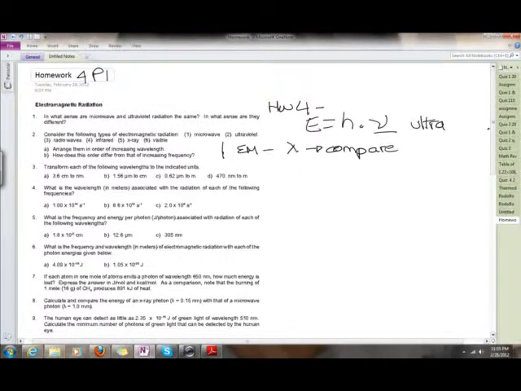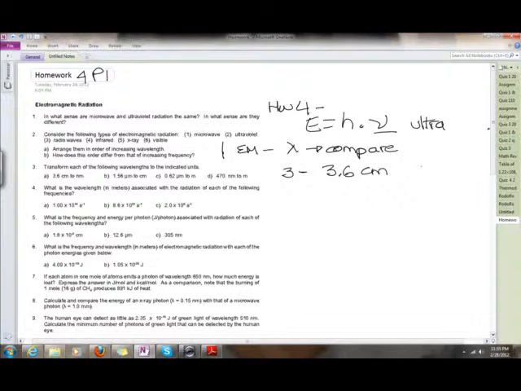Now transfer each of the following wavelengths to the indicated units. It's just a practice of conversion, so that when you get to the problems, number 3, you know how to do it. Let's just do the first one, 3.6 centimeters. The B, C, and D are very similar.